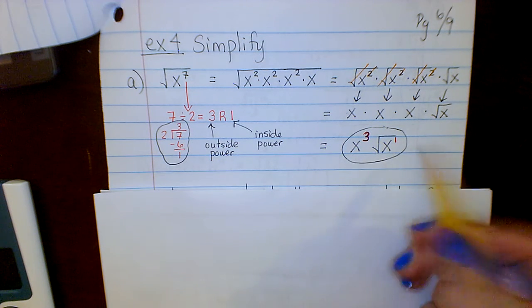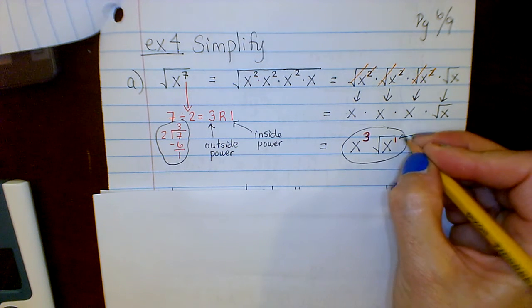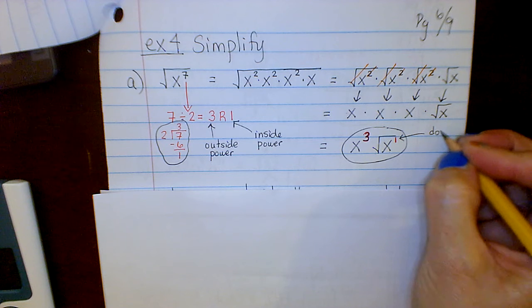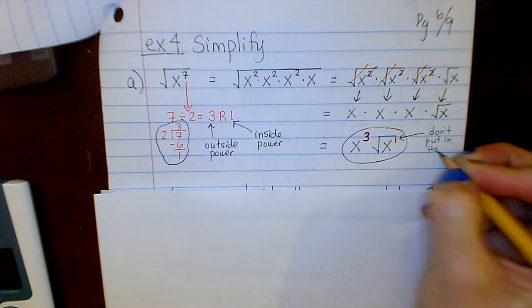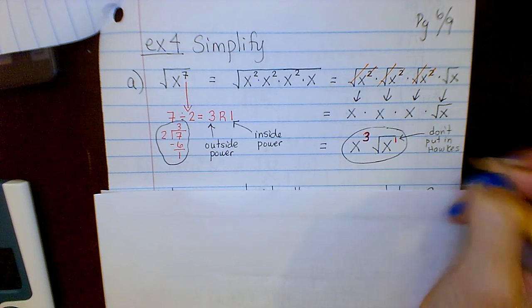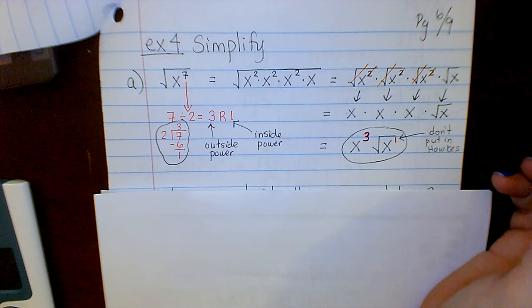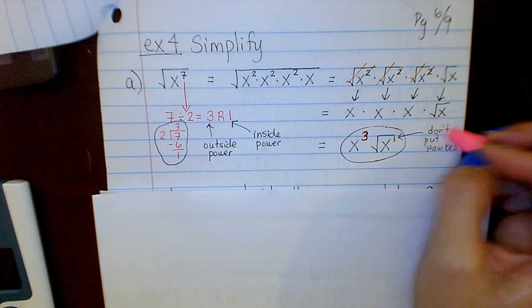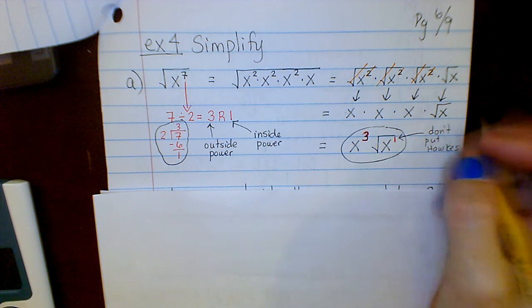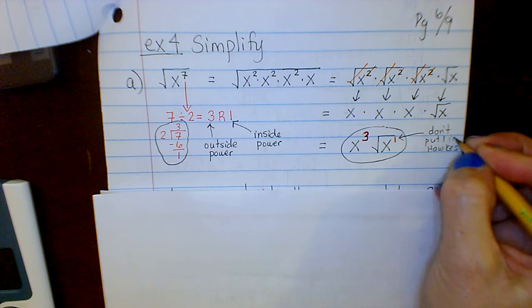Now, when you go to put this in Hawks, of course, don't write that 1, because it's going to tell you it's not simplified. So I should probably say don't put that 1 in Hawks.